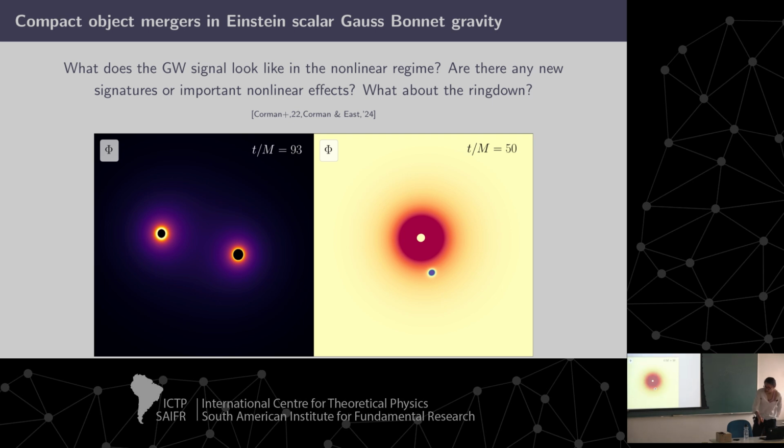Yeah. Okay, and so now what I want to do is consider both binary black holes and black hole neutron stars in this theory. Just to guide the questions I'm going to try and answer: what does the gravitational wave signal look like in the nonlinear regime? Because that's what you need General Relativity for. So are there any new signatures or important nonlinear effects? This is a big question people had before they were able to simulate those things. Is there anything crazy happening in the merger, which would be really important to rule out those theories?